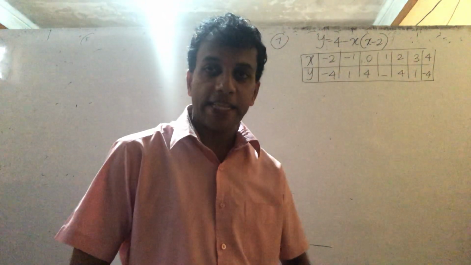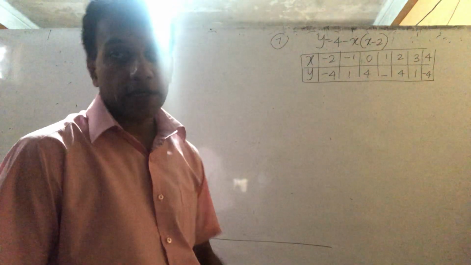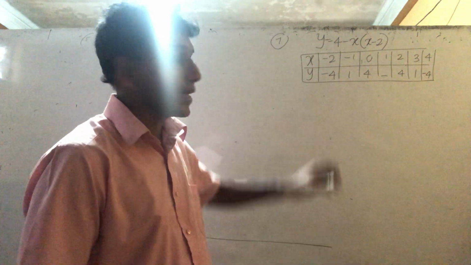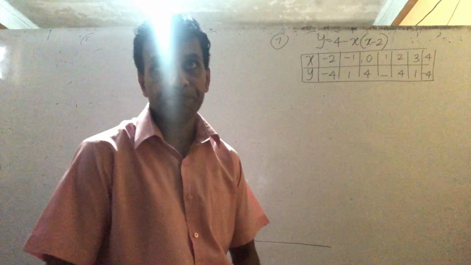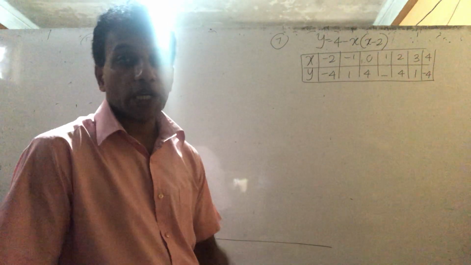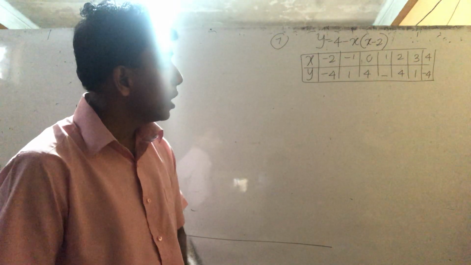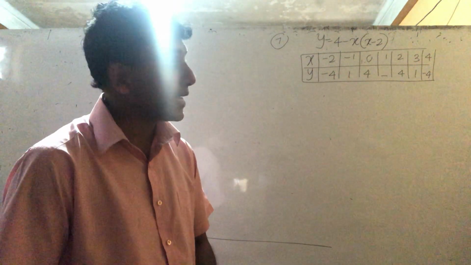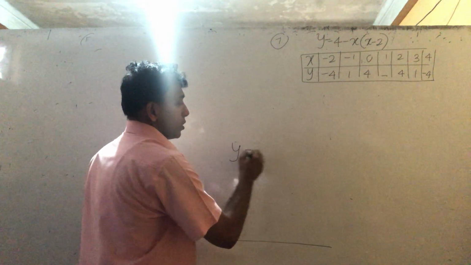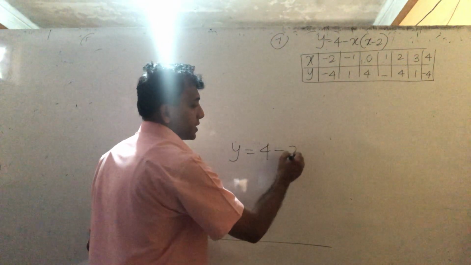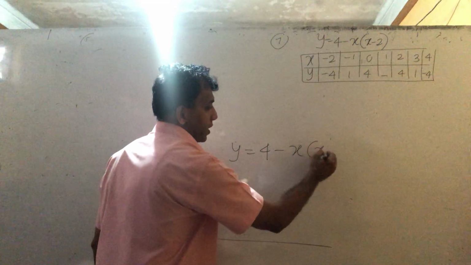Okay, this is my 8th video under this graph lesson. Next, problem number 7. The equation is y equals (4 minus x) into (x minus 2).